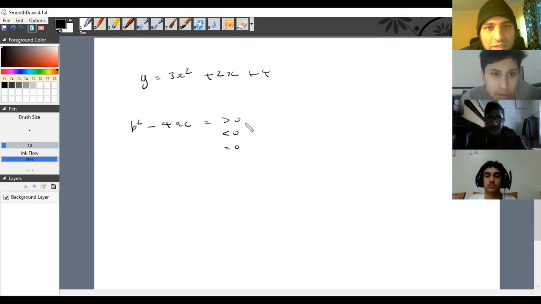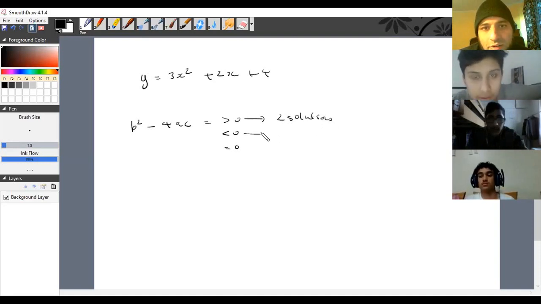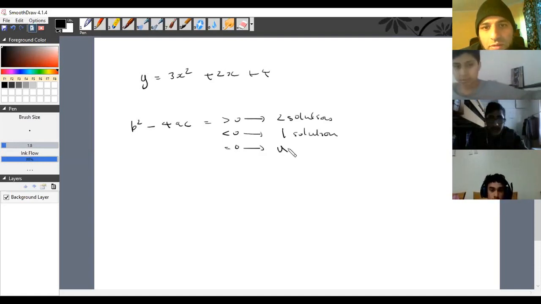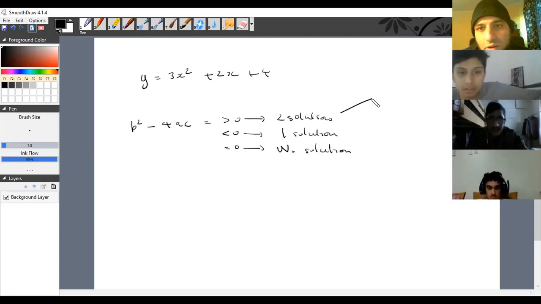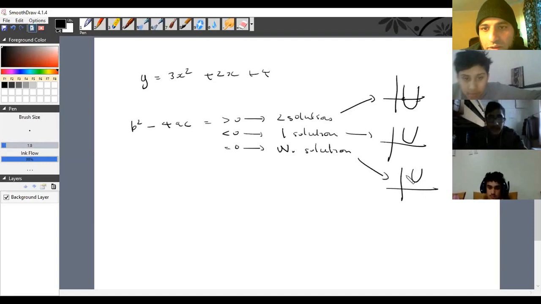If b squared minus 4ac is greater than 0, you have 2 solutions. Do you remember that from your notes, guys? If it's less than 0, you have 1 solution. And if it equals 0, you have no solutions. Now, what 2 solutions means is basically a graph which crosses your axis in 2 places. What 1 solution means is a graph which basically touches, this is all the stuff you wrote just now. And what no solutions means is a graph which is floating.